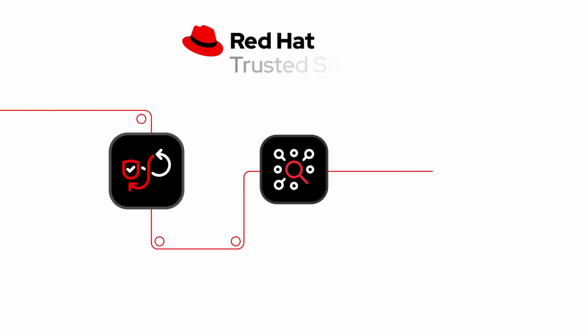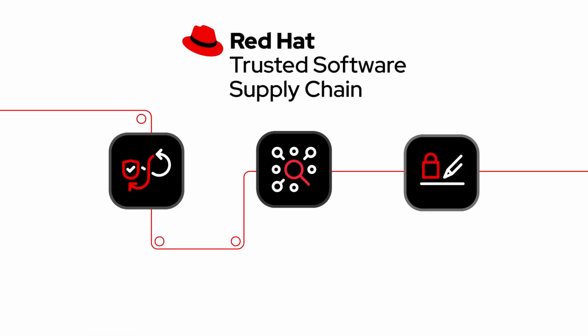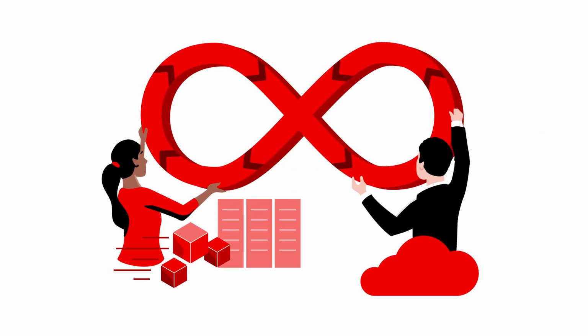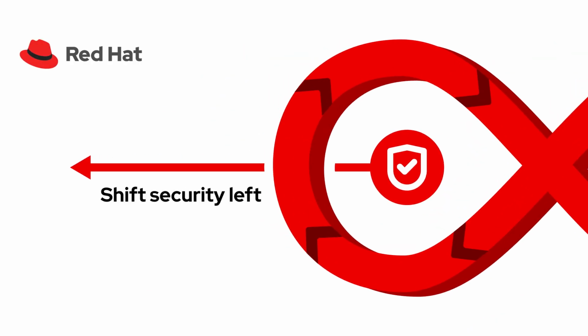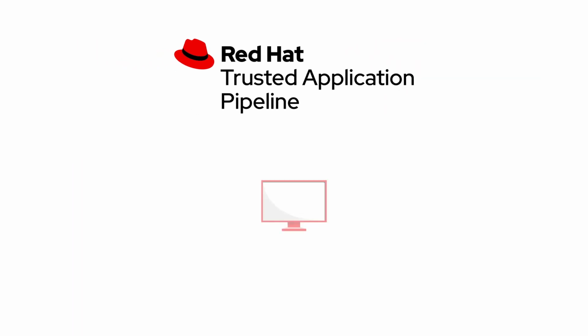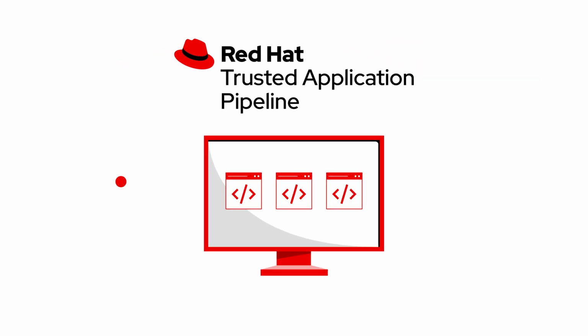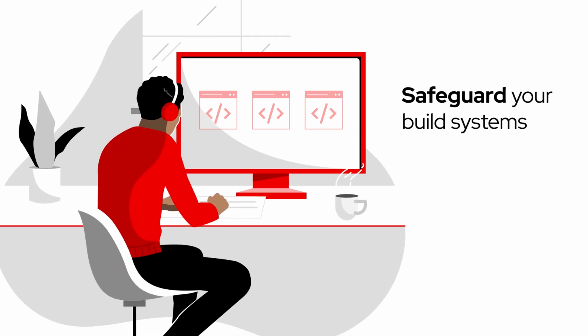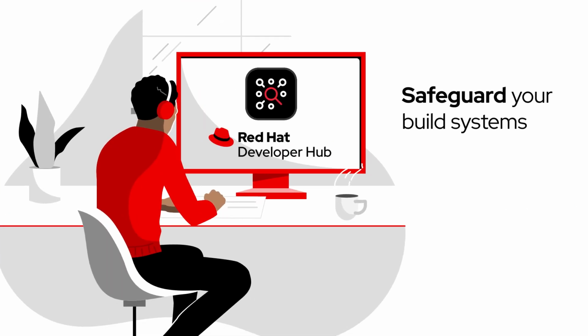Red Hat Trusted Software Supply Chain is a family of products that gives you the tools you need to improve your security posture across the software development lifecycle, and it enables you to shift security left with Red Hat Trusted Application Pipeline. So you can identify vulnerabilities before they reach production, increasing trust and transparency early, while safeguarding your build systems, all from a self-service developer hub.